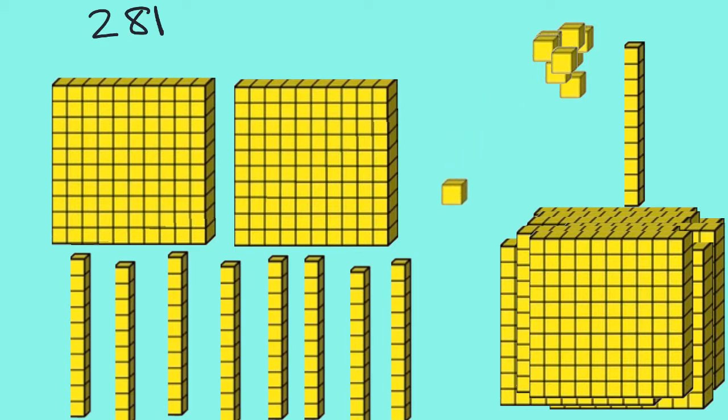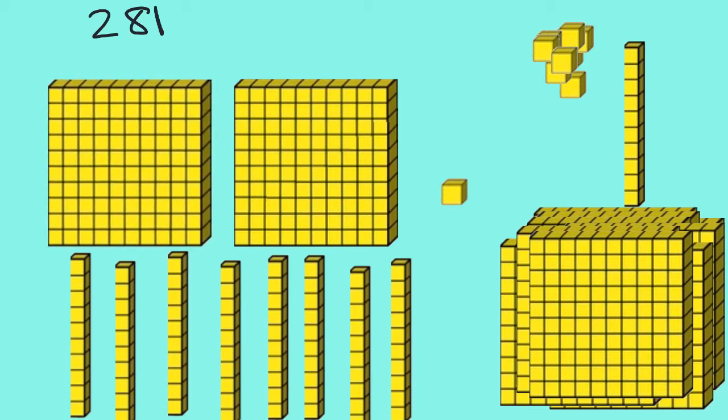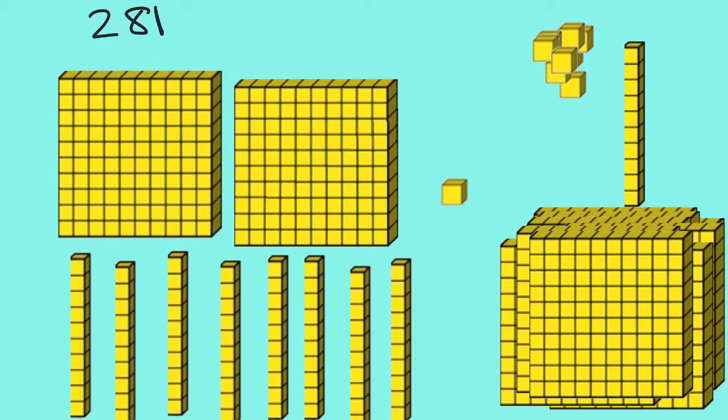All right, boys and girls, just like with our money, we always count with the highest valued block first. So we're going to go ahead and count them off together. Get ready. 100, 200. Let me start that over. 100, 200, 210, 220, 230, 240, 250, 260, 270, 280, and 281.